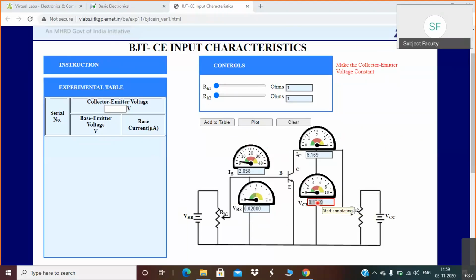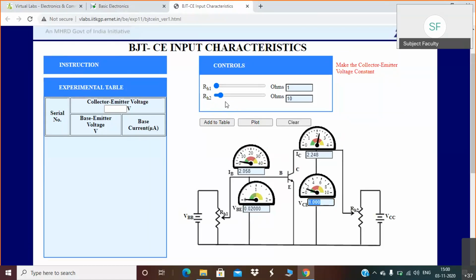So we'll keep this VC at 1 volt. In order to vary this to 1 volt, you have to vary this knob. Only two knobs you can vary. Okay. So just observe, I am varying this and I am keeping VC equal to 1 volt. So here you can observe VC, I have kept it as 1 volt. Right.